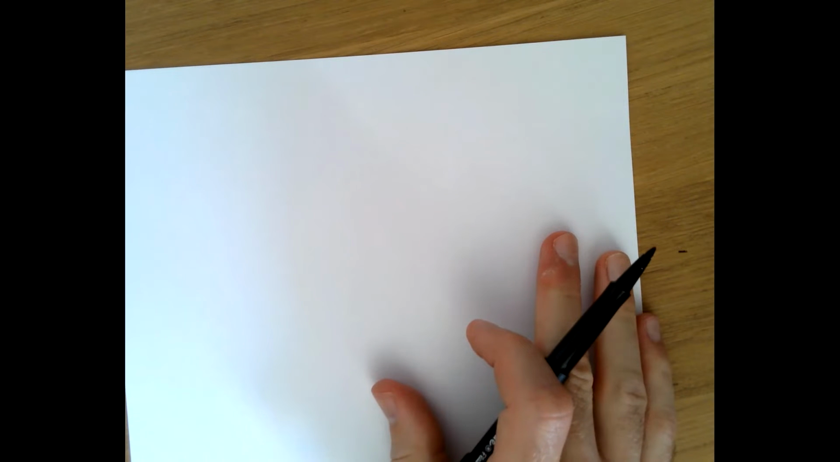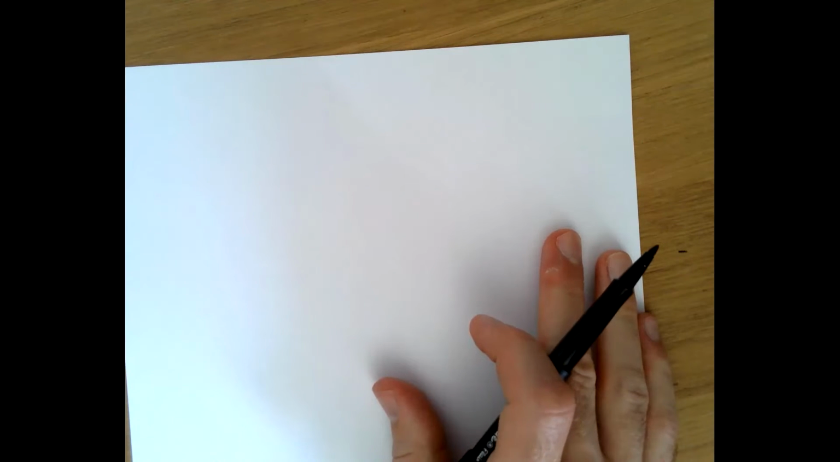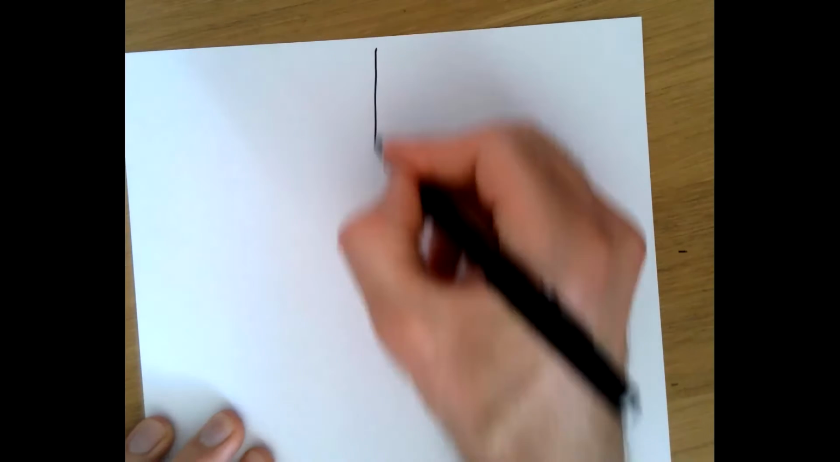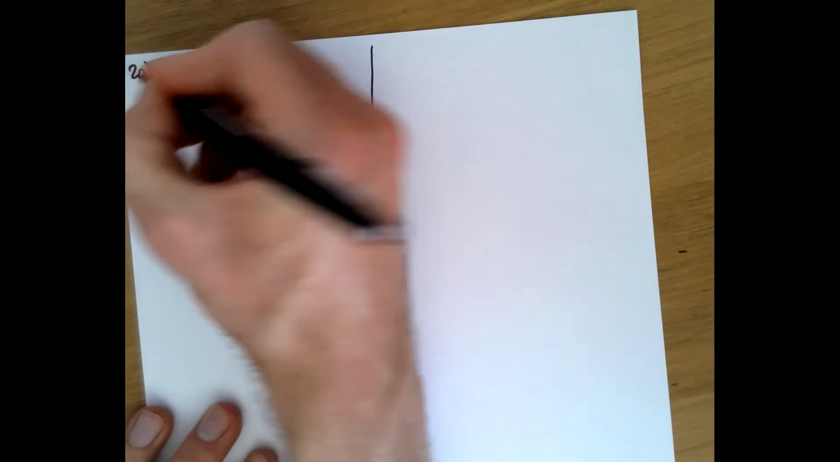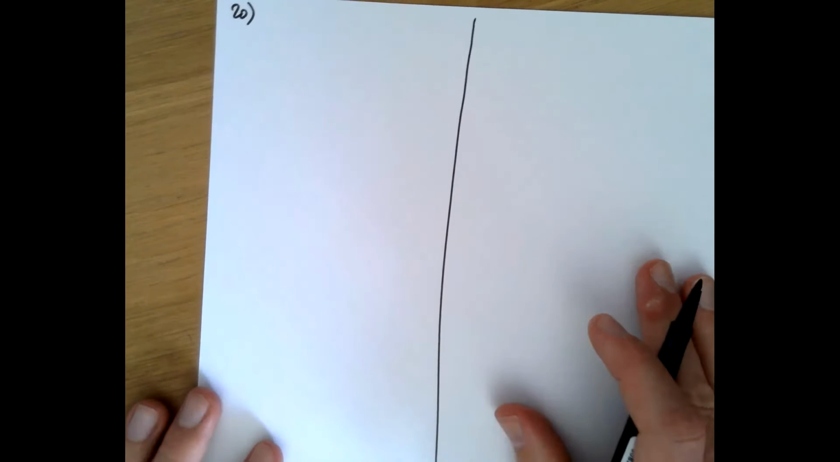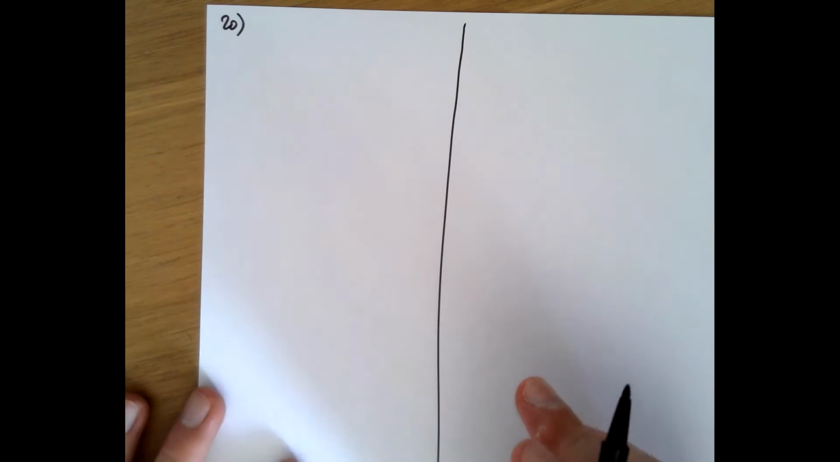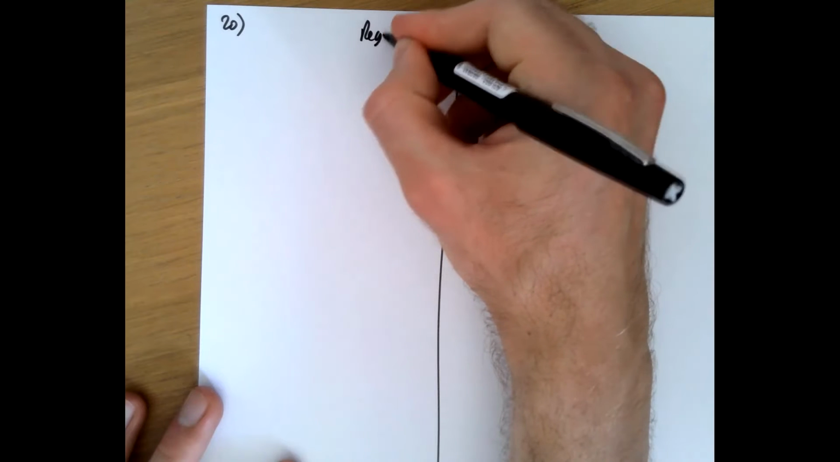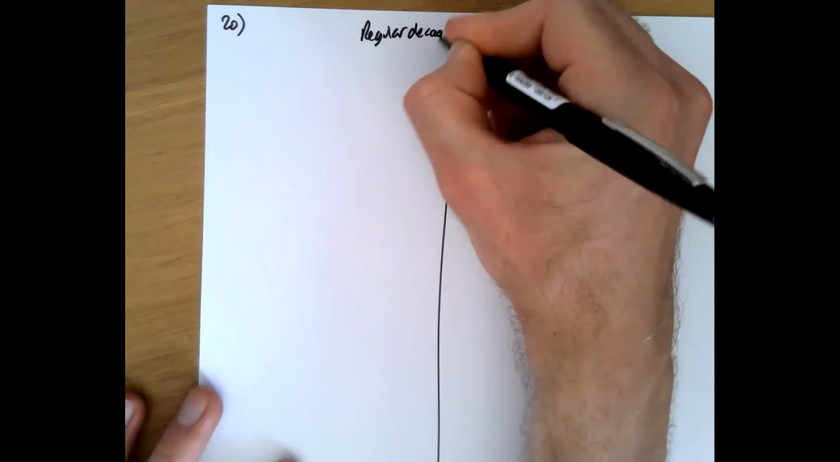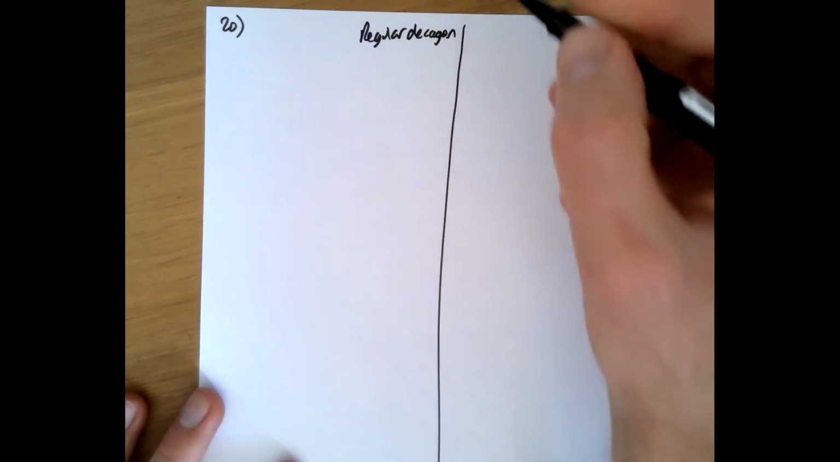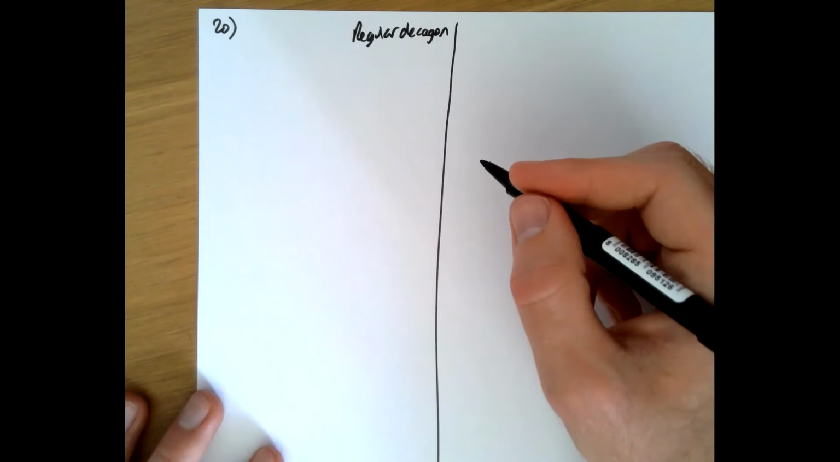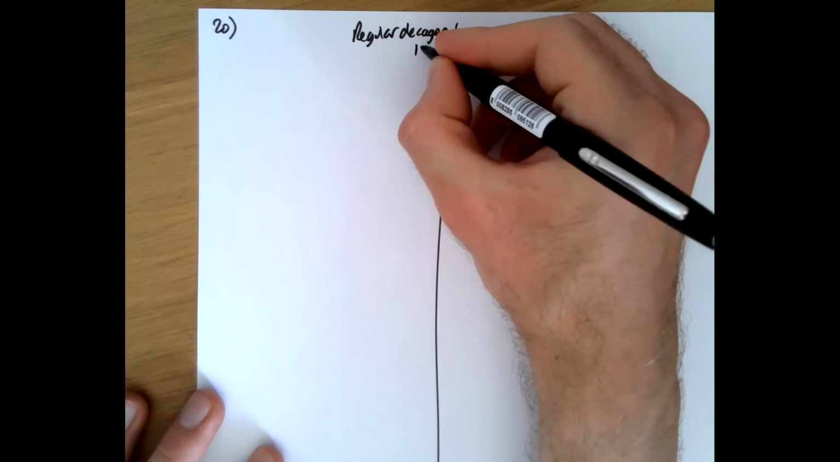Right, which one are we on now? Oh, what have we got here? So, question number 20. A, B, B, C, C, D, and so on are all, okay, that's important, they're all part of a regular decagon. Regular, meaning that all the angles and all of the sides are the same. Decagon, meaning that it's a 10-sided shape.